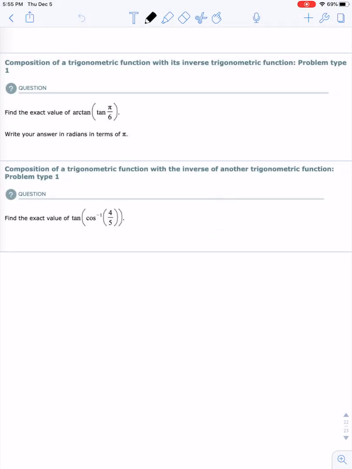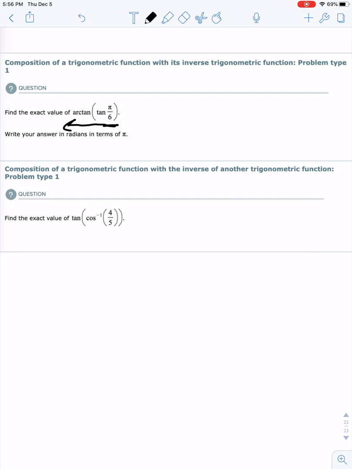So now we are looking at the composition of trig functions with its trigonometric inverse function. It sounds trickier than it actually is. Let's go ahead for this first one. We're going to work this direction. So let's start by determining the tangent of pi over 6.